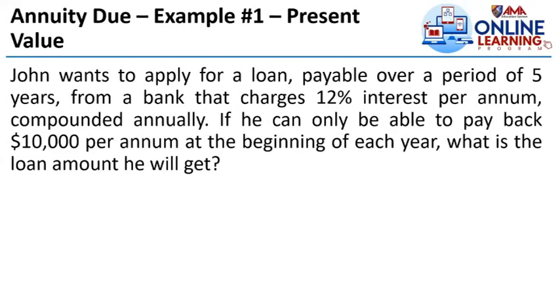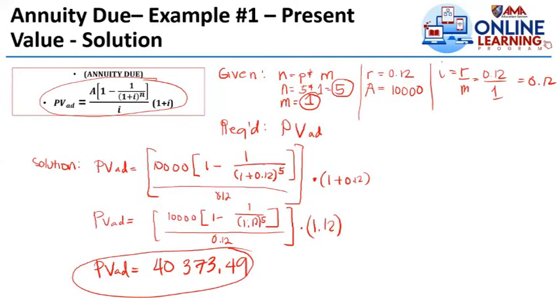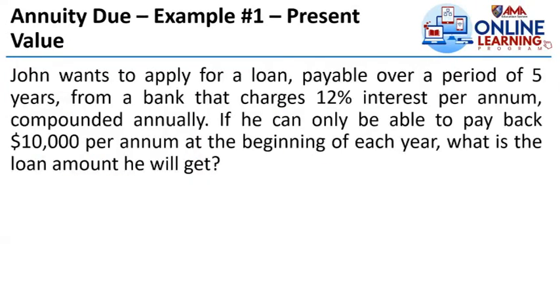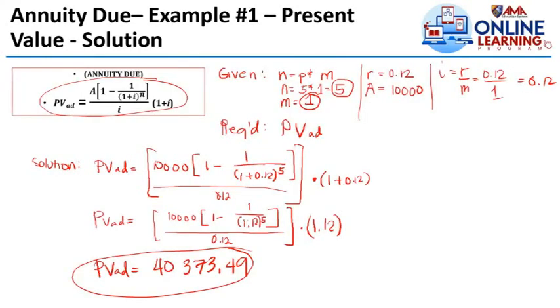So again, John wants to apply for a loan payable over a period of 5 years from a bank that charges 12% per year, compounded annually. If he can only pay back $10,000 per year at the beginning of each year, what is the loan amount that he will get? So this is the formula for annuity due. Again, our N is P times M. Our M is 1 since it is compounded annually. John wants to pay off his debt in 5 years, so 5 times 1 is 5. Our rate is 0.12. Our A is 10,000, since that is all he can pay per year.